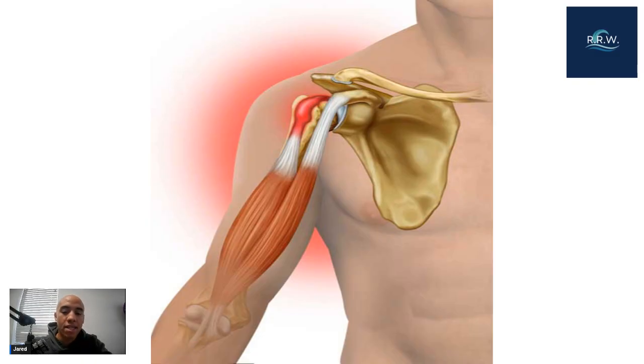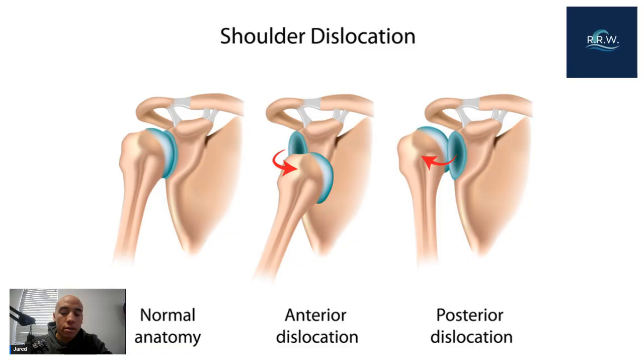All right. To the next one. The next one we have, folks, shoulder dislocations. Makes me cringe every time. Shoulder dislocations, they're real. They can be due to a number of reasons as well.